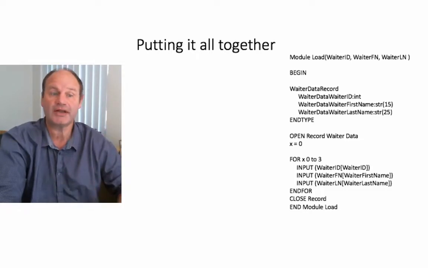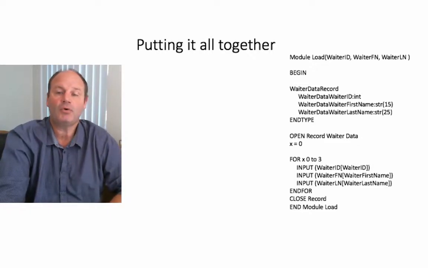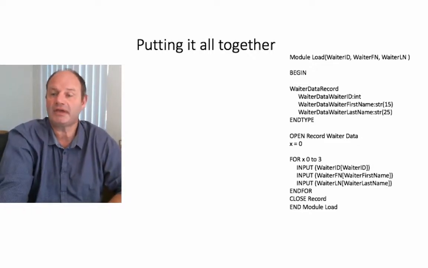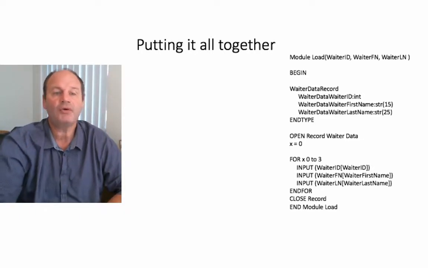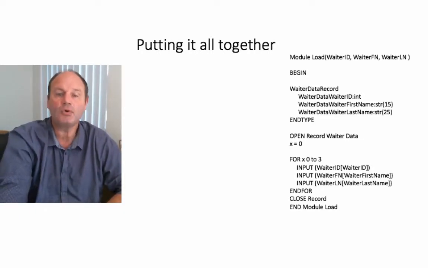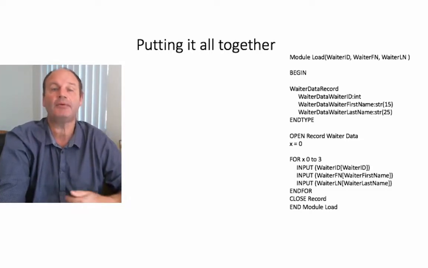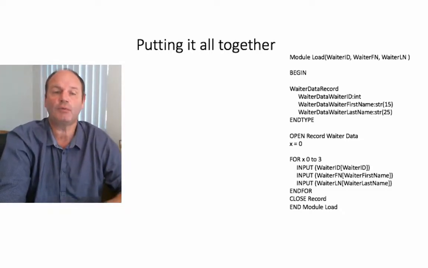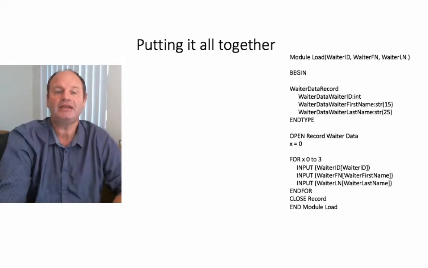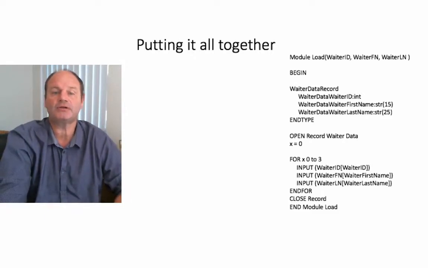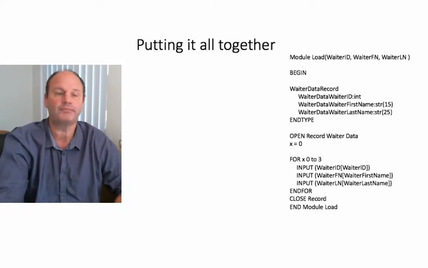Those with a string data type will also display the field length. The record declaration is finished with the keyword end type. The record can now be opened and the local initialized variable x is used to clear away any residual data and ensure that any inputting is going to start with the first record.